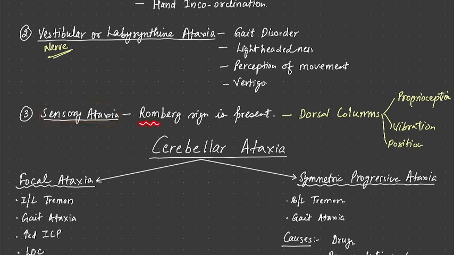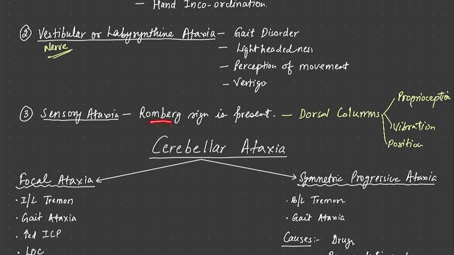The feature of sensory ataxia is that Romberg sign will be present. Obviously, there will be gait disorder. There will be a tendency to fall. There will be difficulty in coordination of the hand movement or the movement of the feet also. There will be difficulty in maintaining equilibrium, but the characteristic finding is Romberg sign. Romberg sign is a sign to demonstrate sensory ataxia. It is not a sign to demonstrate cerebellar ataxia.